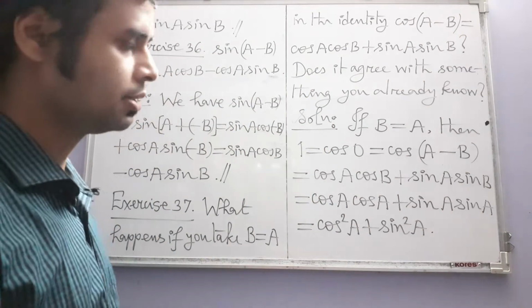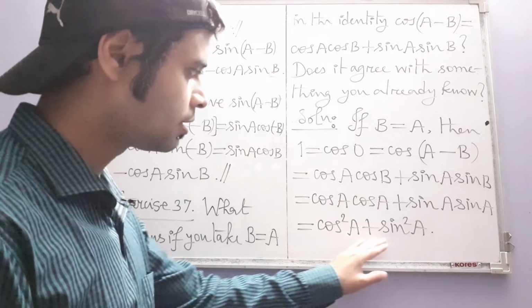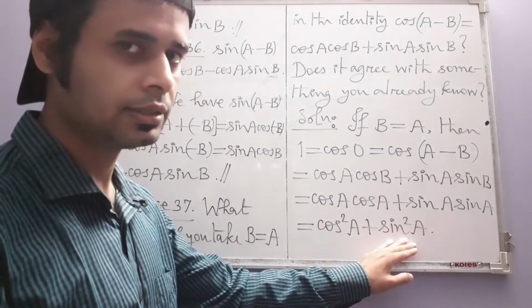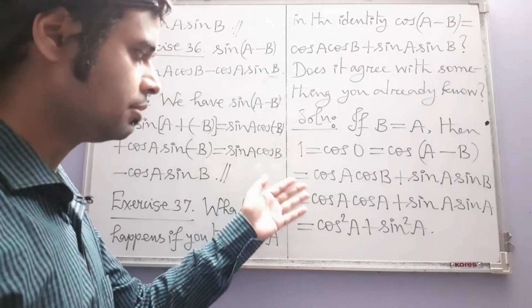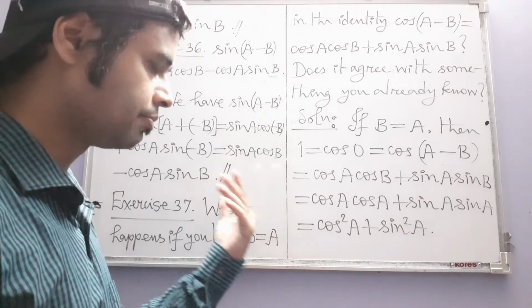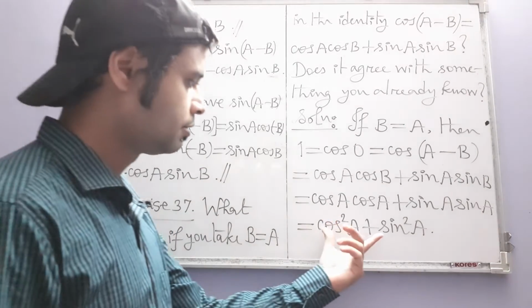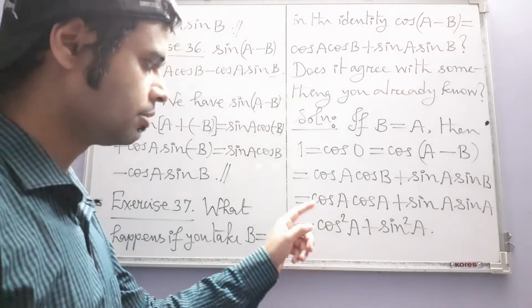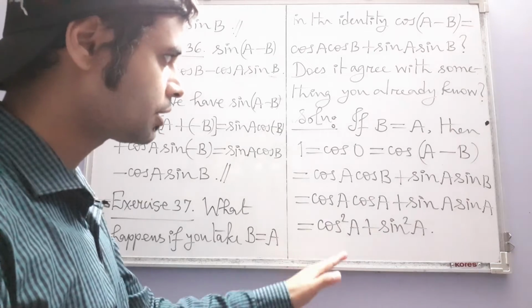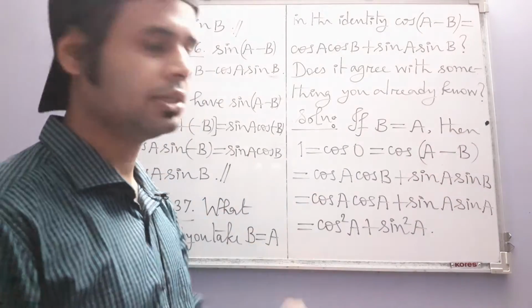We already know this. So you can see that this familiar relationship or identity that you already know from your introduction to trigonometric functions, the very first thing that you know, is this identity. So this identity is a special case of your cosine a minus b formula when b is equal to a.